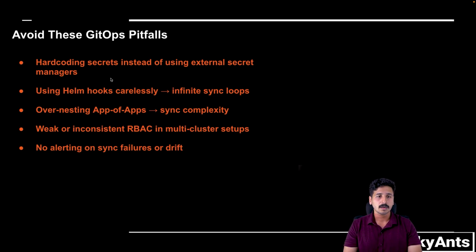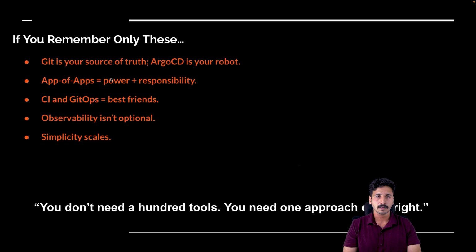And no alerting on sync. Let's say there is no observability in your GitOps workflow, and your first incident is when the production goes down, and by that time you are already late. So these are the few things to keep in mind.